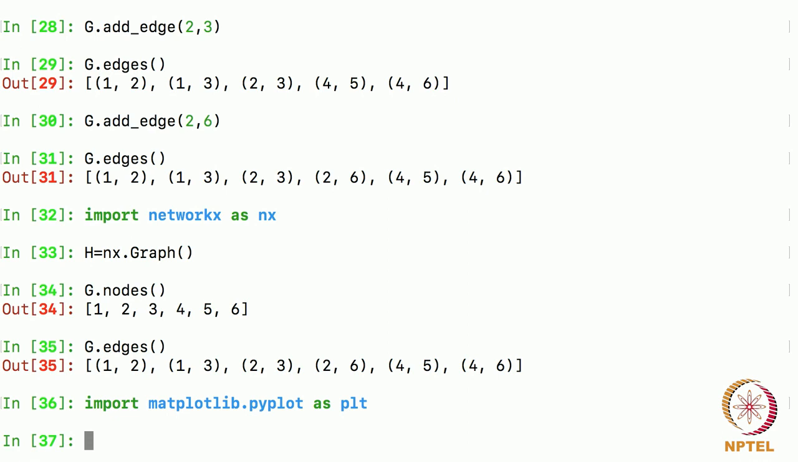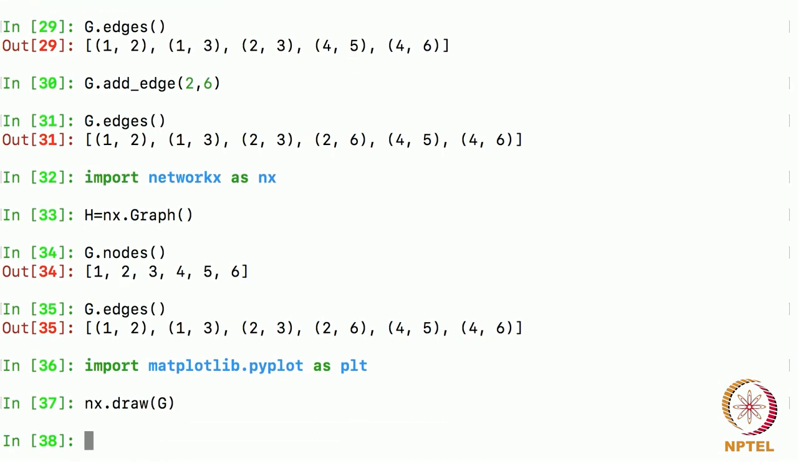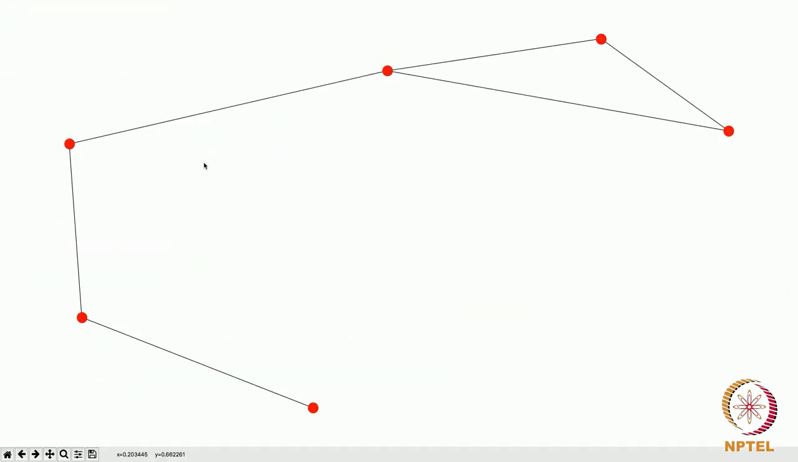Now I should visualize this graph. This is the way to visualize. It is slightly complicated, but you will remember it given that you will be doing it very often. You will simply say networkx dot draw. What do you want to draw? You want to draw the graph G, nx draw G, okay, and then you say plt dot show. You see the graph that we just now created, and we do not know which node is what.